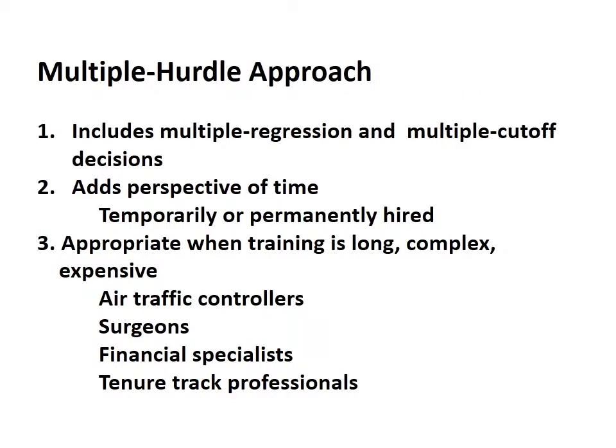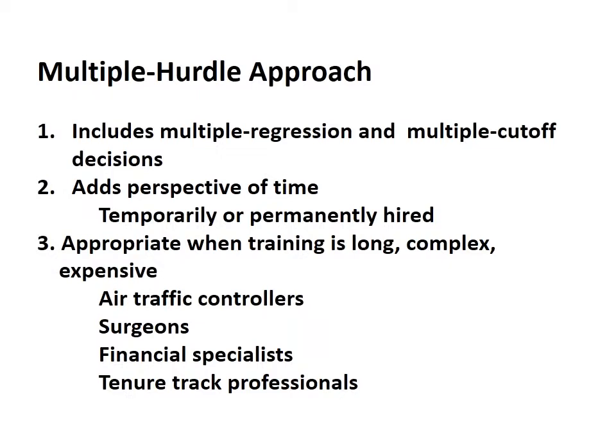So the multiple hurdle approach includes multiple regression and multiple cutoff. It adds the perspective of time to multiple regression. And what we're looking at here is that instead of every single predictor having its own cutoff score through a systematic process where you take a predictor, and if you make the cutoff, you get the next predictor. And if you make that cutoff, the next predictor.